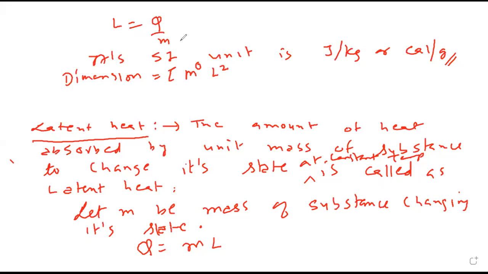Energy is M1 L2 T minus 2. See, directly I am writing M1 L2 T minus 2 upon M1 will become M0 L2 T minus 2. Any doubt in this latent heat part? No, sir. Just copy this much.